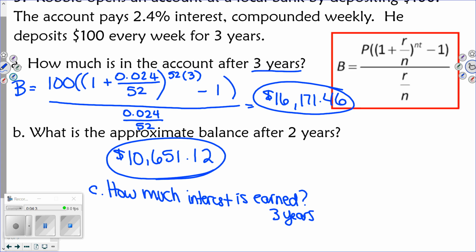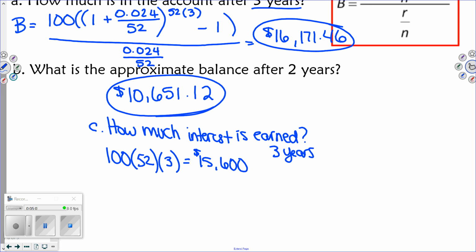So how much does he put in? $100. He does $100 every week. So how many weeks does he do this? For 52 weeks. For how many years? 3 years. Right, so we need to figure out how much he actually put in. So 100 times 52 times 3. So he put in 15,600. So how do you figure out how much is interest then? You subtract that. So you would take the 16,171.46 and subtract how much he put in.